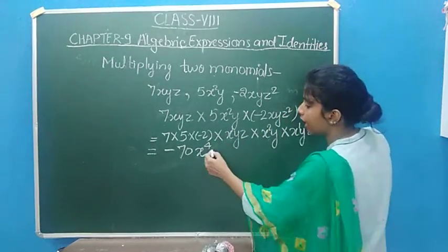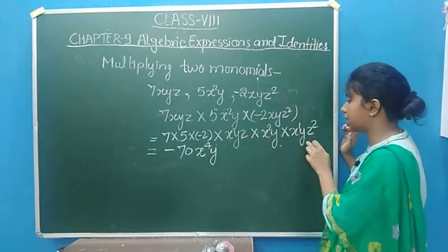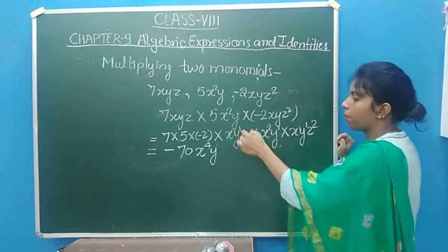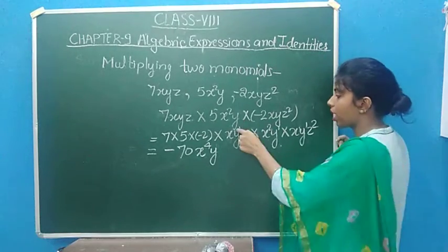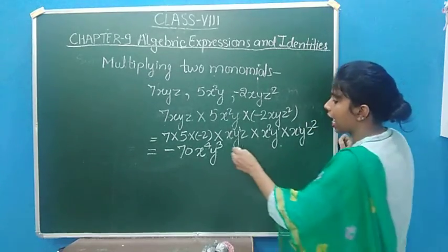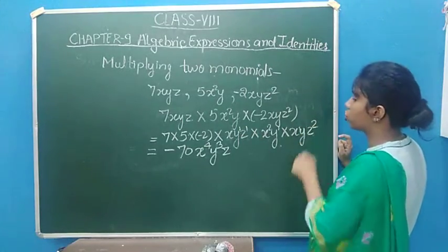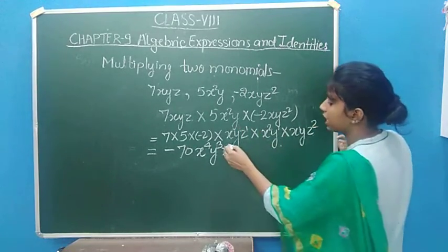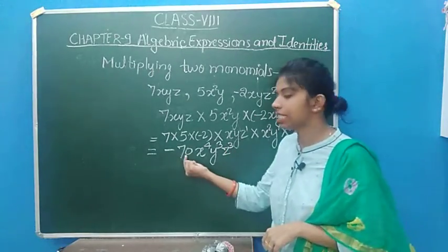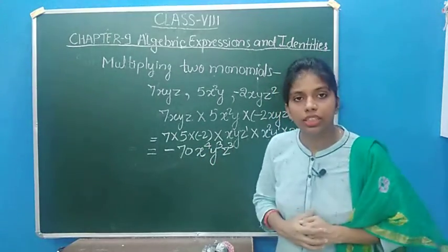So we get x to power 4. Now come to the second variable y. So y is going to be multiplied with this y and this y. So 3 times y. So here we have powers 1, 1, 1. So the powers are going to be added. So 1 plus 1 plus 1, here we get 3. Y to power 3. And at last z. So z to power 1 and z to power 2. So add it. 1 plus 2 is 3. So we get z to power 3. So what is our result? Minus 70 x to power 4, y to power 3 and z to power 3.